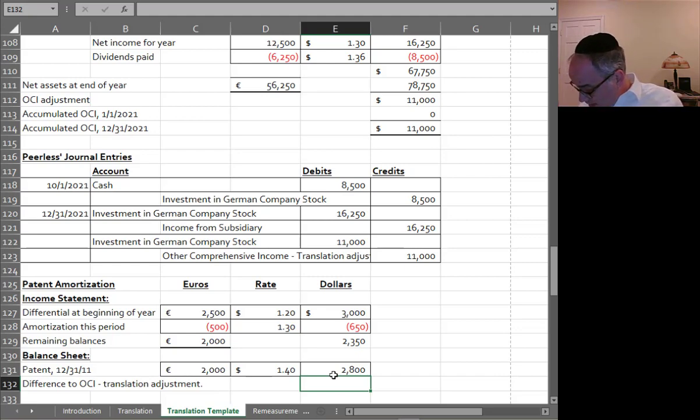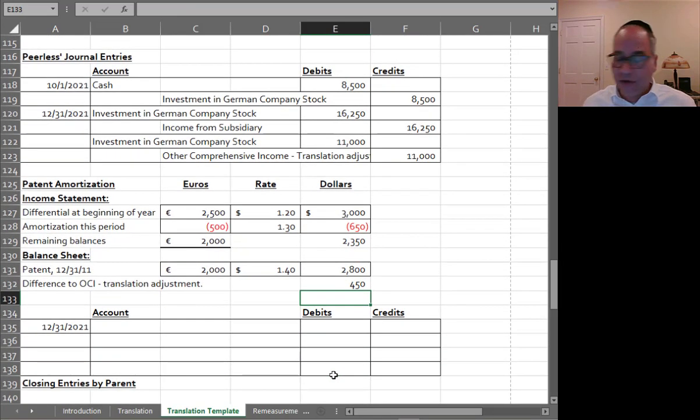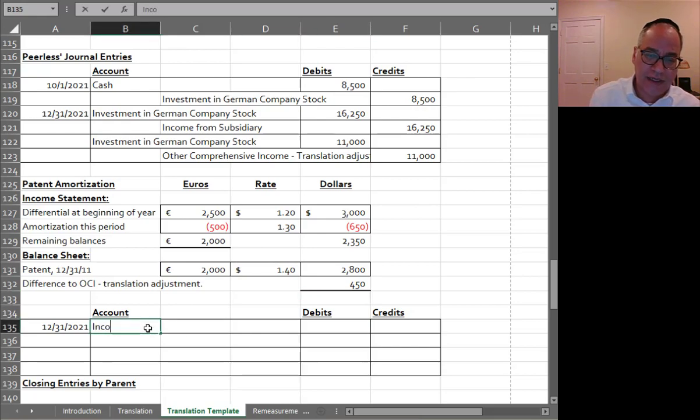So what's happened is that the value of the patent has also increased along with the other various assets. And you're going to have a gain on the patent also of $450. So these don't go on the books of the sub, but the parent is going to take credit for them. The parent needs to record the additional amortization of the patent. That's going to be debit income from subsidiary, just like we did before, except in this case, it's going to be $650, because that's the dollar value of the 500 euro amortization. And the credit would be to investment in German company stock of $650.